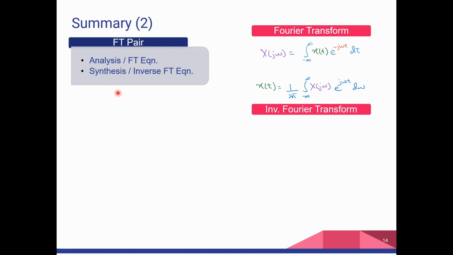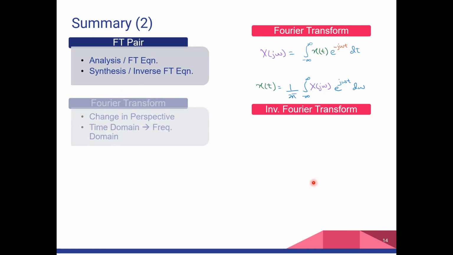Now, transform usually means that there is some sort of change or modification. So in the Fourier transform, what sort of change are we talking about? We are talking about a change in perspective. From the time domain signal, we are moving on to the frequency domain if we apply the Fourier transform onto this signal x of t. And we saw that by doing so, we can gain some additional insight for the analysis of the signal.